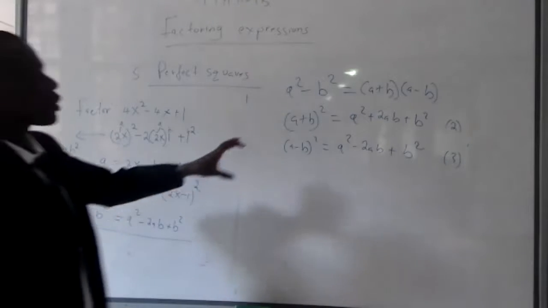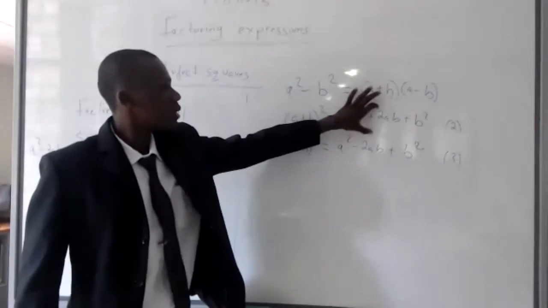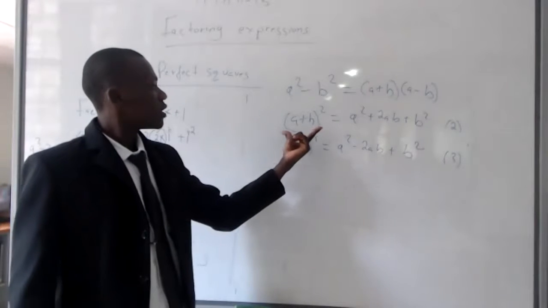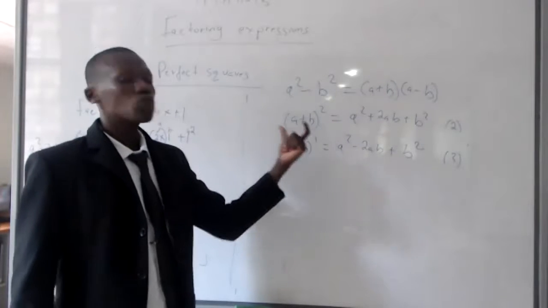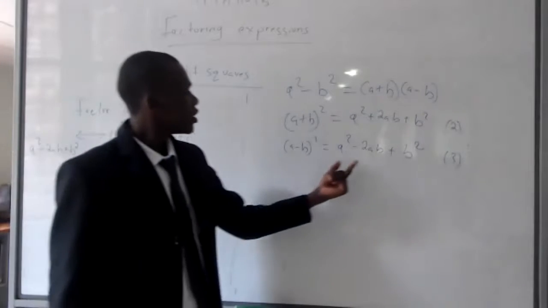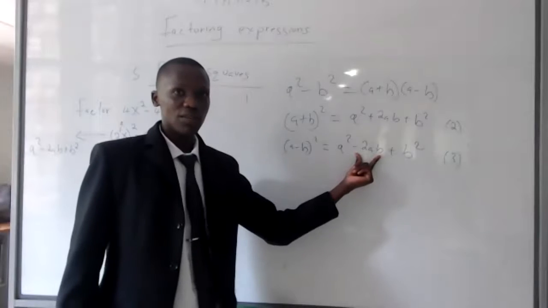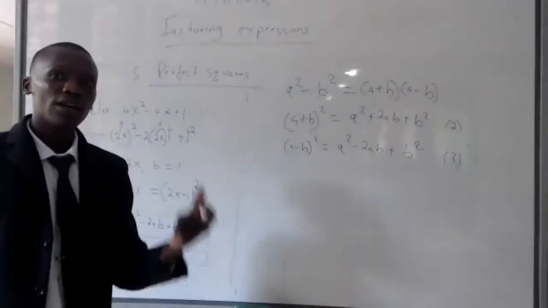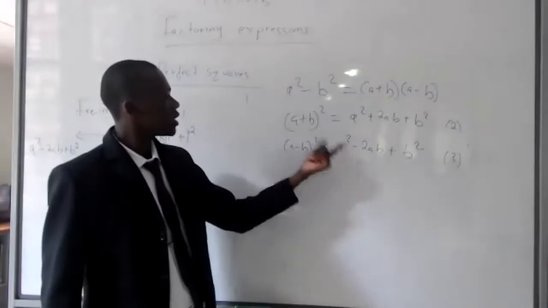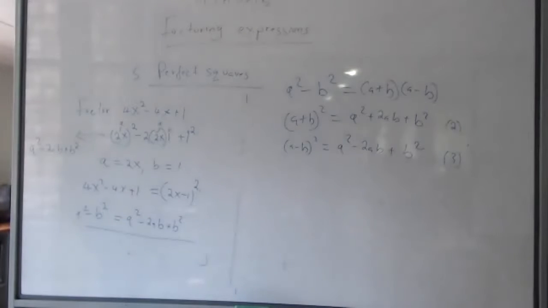So your goal is just to identify if it's a perfect square. If it's a perfect square where the middle term is positive, then you will have to square a linear factor which is a sum. And if it's a perfect square of the form 3 where the middle term is negative, then you will have to square a linear factor which is a difference. So a minus b squared and a plus b squared. Yes, thank you. I get it.